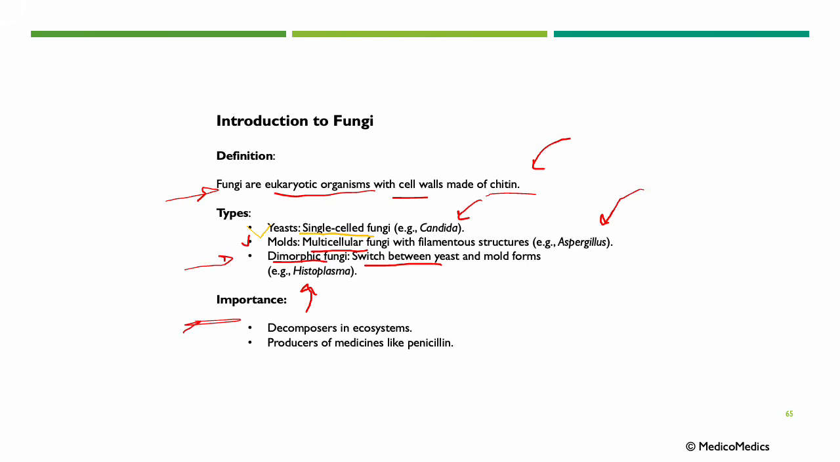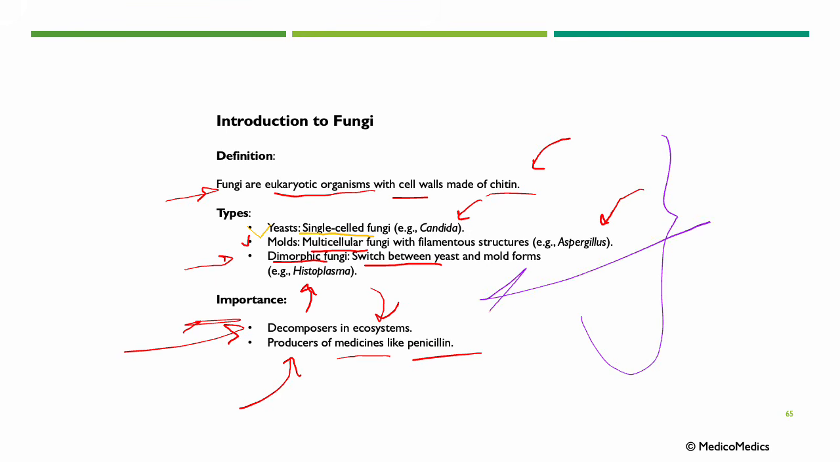Now, why is this important? Because these are decomposers in ecosystems, and they are producers of medicines like penicillin. So all in all, fungi are like recyclers of nature. They're breaking down dead things, and they come in different forms like single cells, yeast, or filaments, molds. And some of them are used to make medicine, others may cause infections.